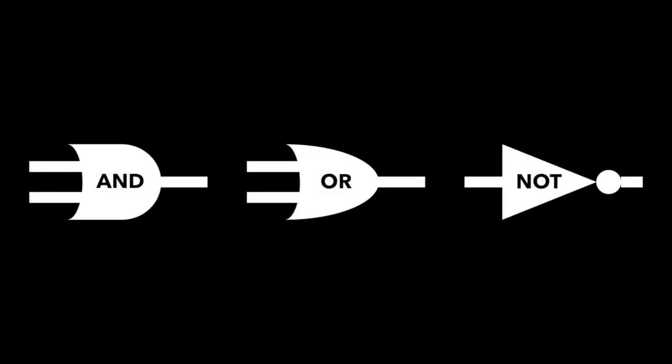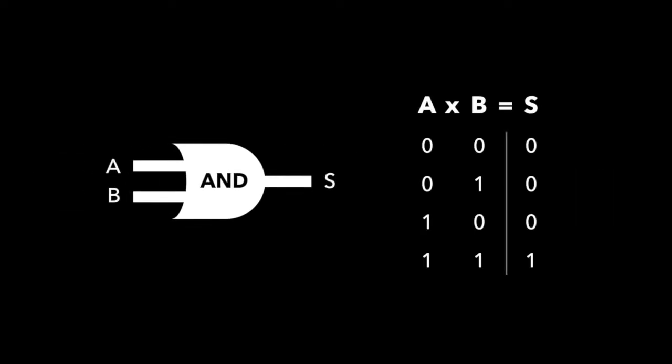Today we're going to be talking about logic gates. So there's three main types of logic gates: the AND gate, the OR gate, and the NOT gate. And from these three gates we can build the other gates. So what an AND gate does is it takes in two input sources, A and B, and then it has an output source, S. Now we normally remember it as A times B equals S.